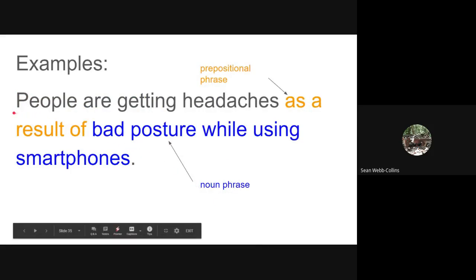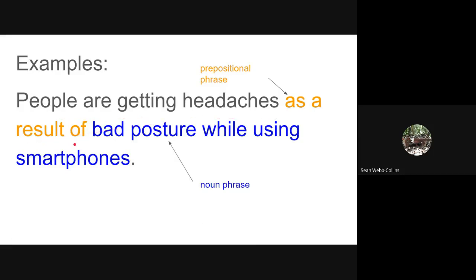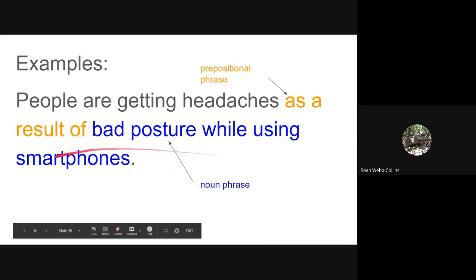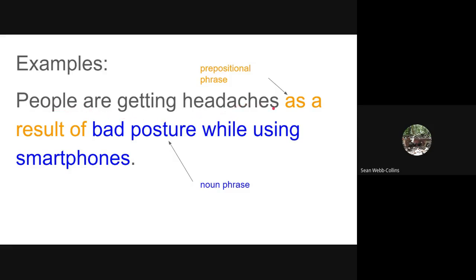Further example: people are getting headaches as a result of bad posture while using smartphones. So again, the prepositional phrase as a result of sets up the noun phrase bad posture while using smartphones, which leaves people are getting headaches as the main independent clause.